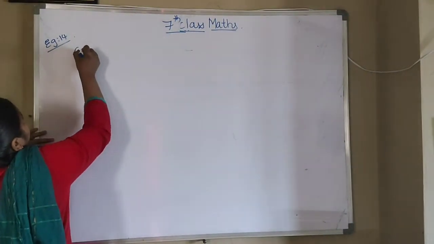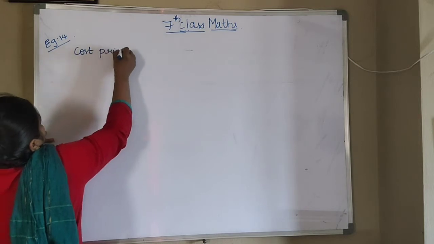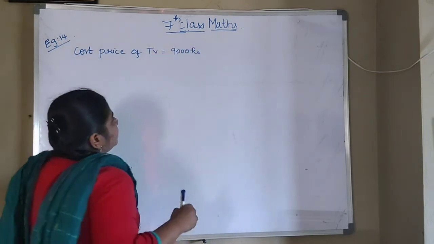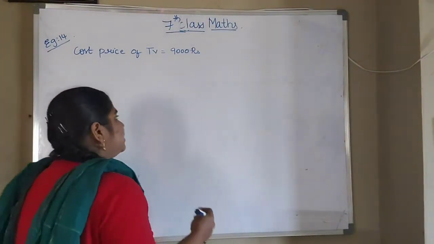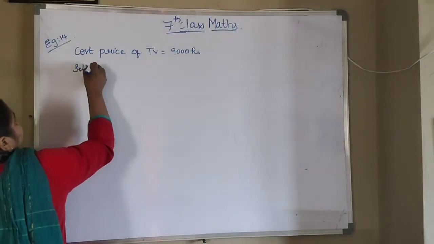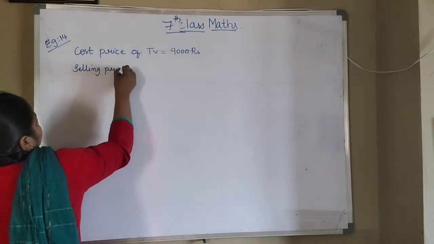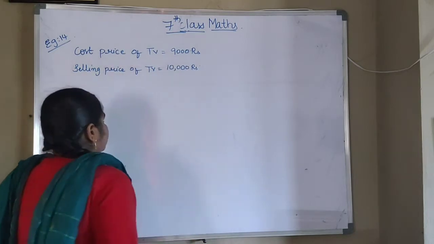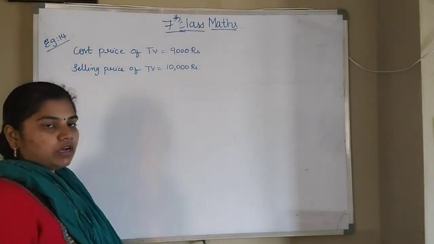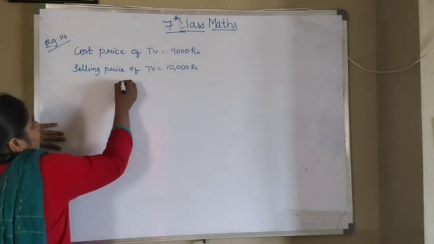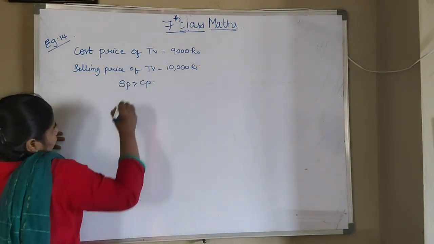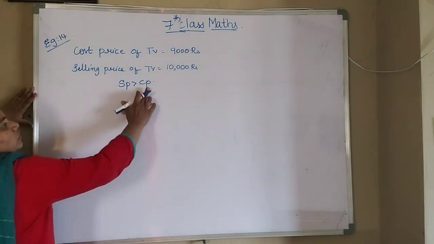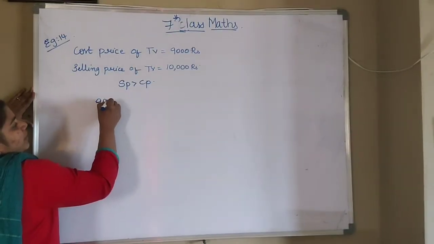So what is the cost price of the TV? 9,000. He bought for 9,000 rupees and sold for how much? That is 10,000. Sold is nothing but selling price. The selling price is 10,000 rupees. So in this case, selling price is greater than cost price, which means he is getting a gain.